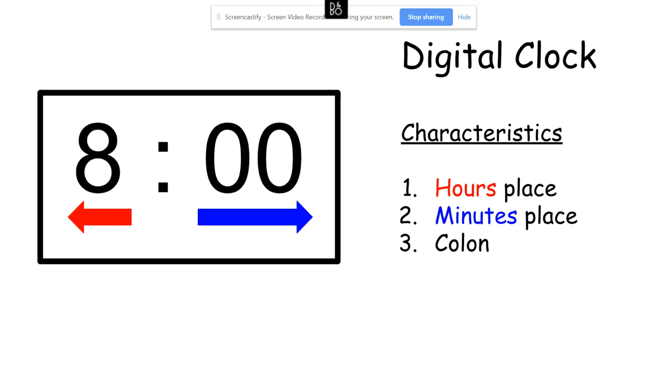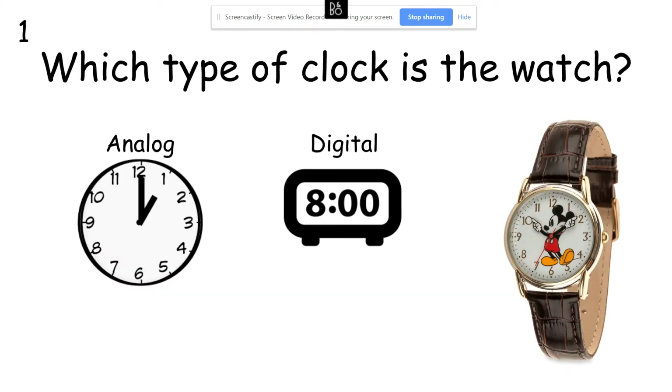Let's look at some of the clocks in our world today. Here we have a Mickey Mouse wristwatch. Which type of clock is the wristwatch? Is it an analog or a digital clock? Think about the characteristics of each type of clock. An analog is shaped like a circle. It has hands, and it also shows the numbers 1 through 12 around the edge of the circle. A digital clock shows numbers and dots that we call a colon.